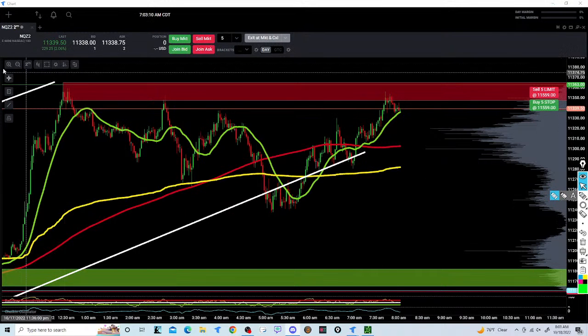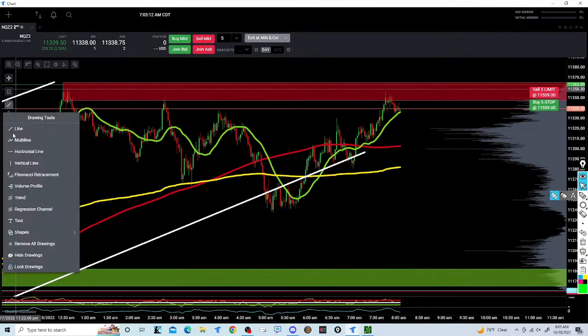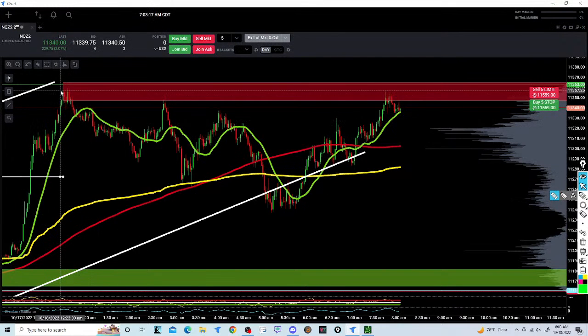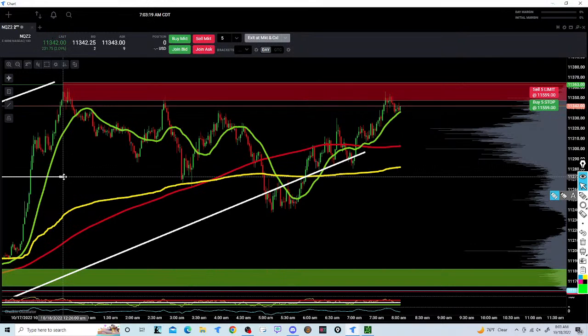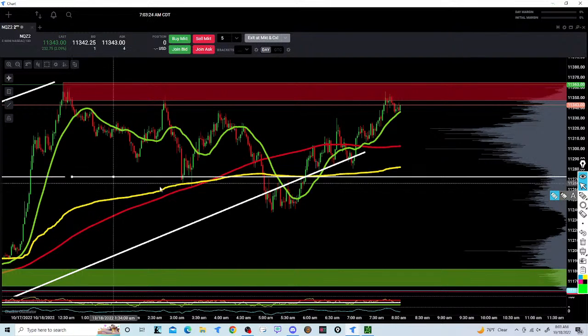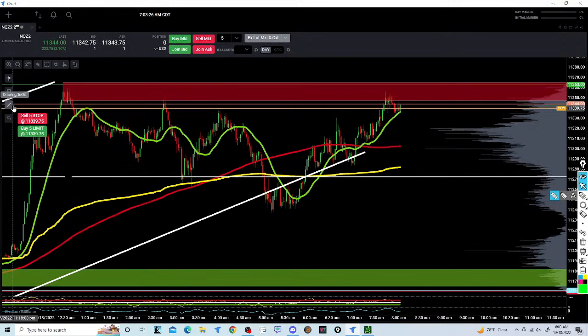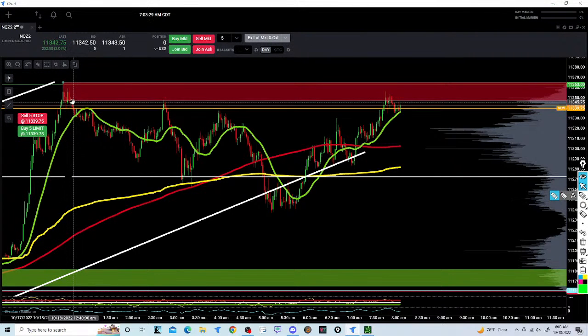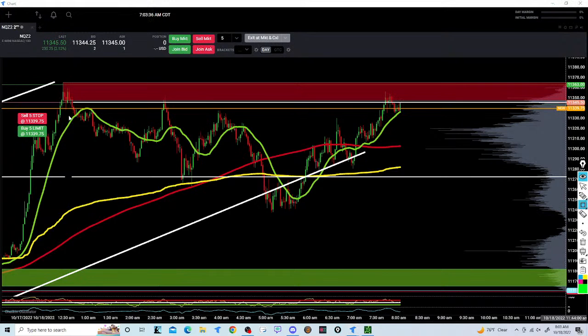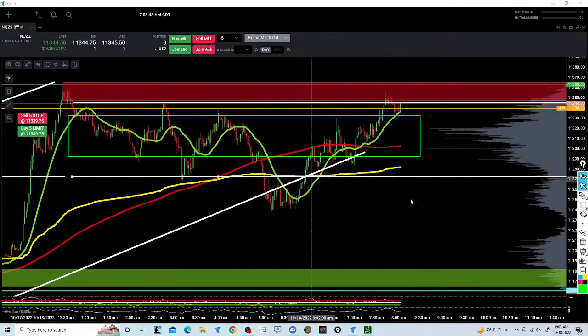First thing we're going to do right now is let's look here, mark off this level of a range. All right, we got a nice range developing right here. We got our range set up. No trade zone, which is where we're not going to take any trades inside this area.